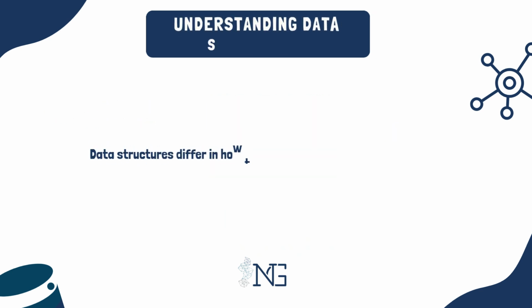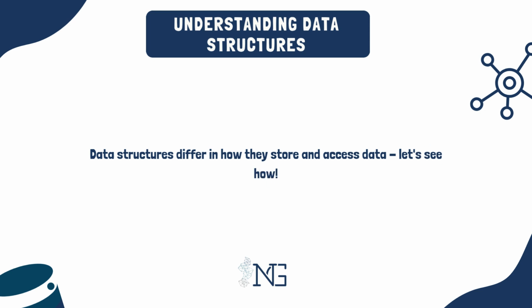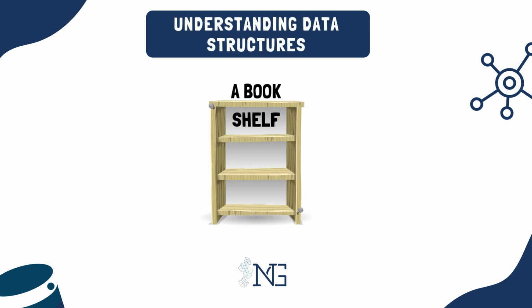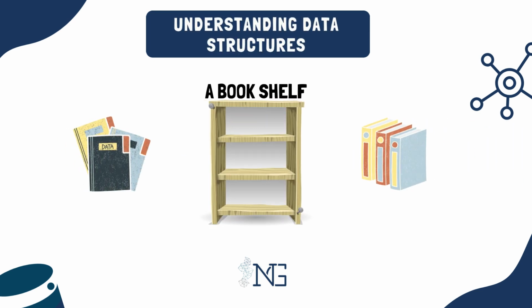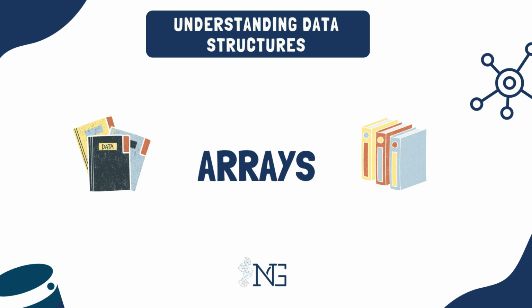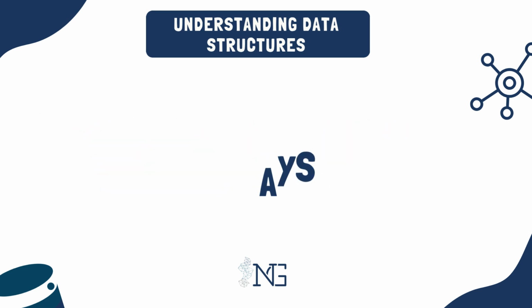Now, in data structures, we have different ways to store and organize data. One of the simplest ways is using an array. For example, imagine you have a bookshelf with multiple racks. What you can do is place books of the same category on the same rack. All science books on one shelf, storybooks on another, and so on. That's exactly how an array works. It stores similar types of data together in an ordered way.